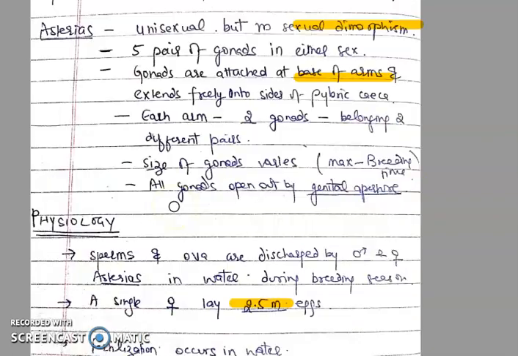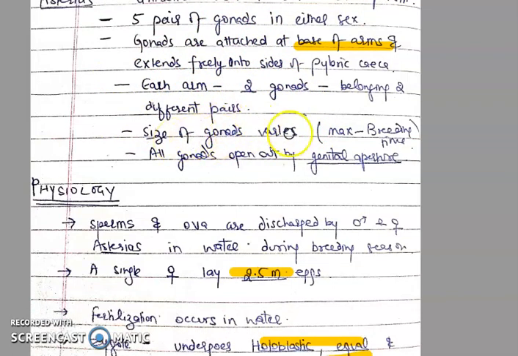After the location, the gonads are attached to the base of the arm and they hang freely in the cavity of the arm. Then the size of the gonad also varies. It is not the same throughout the year. It becomes large during the breeding season. And all gonads open out by the genital apertures.